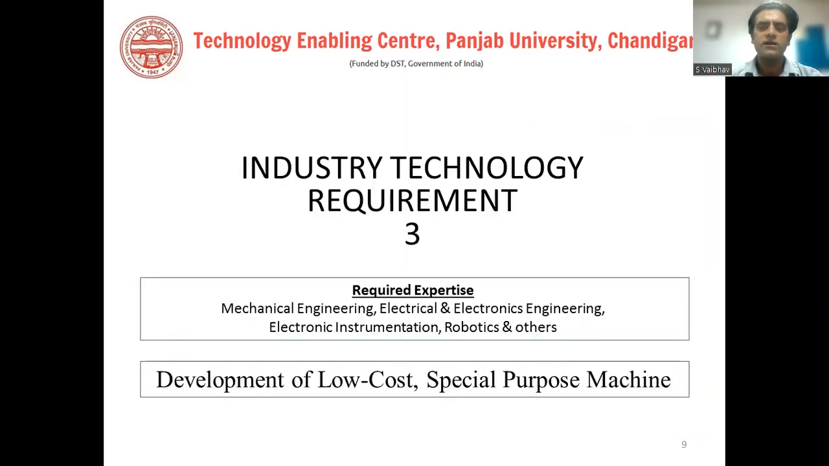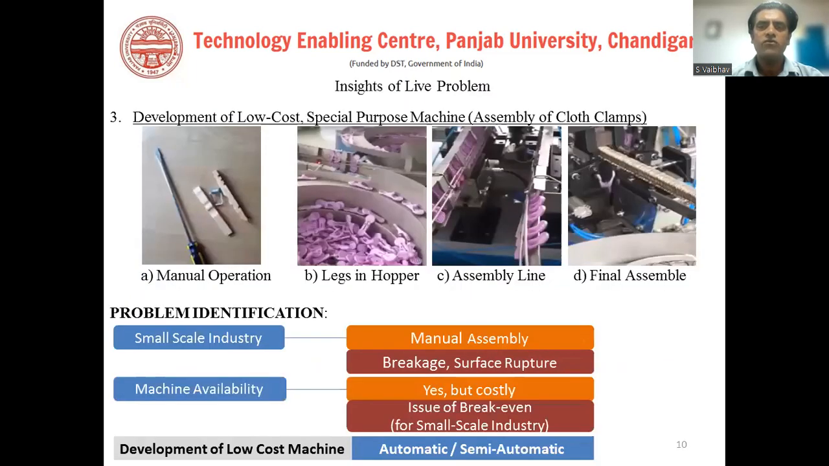The next industrial technological requirement is the development of a low-cost special-purpose machine for the assembly of cloth clamps. The industry that we have visited is a small-scale industry. It uses manual assembly of the parts. It leads to breakage and surface rupture. Although there is an availability of machines, they are very costly. And for a small-scale industry, there are also issues of break-even. So this industry requires a low-cost machine that is either automatic or semi-automatic.